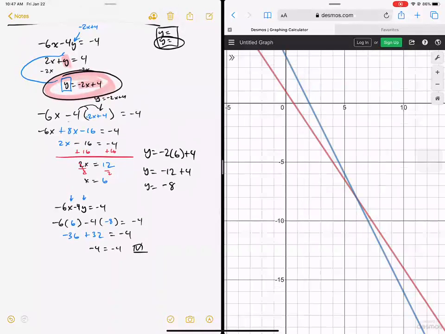They meet at 6, negative 8. And that's our answer. We said our answer was 6, negative 8. Let's re-actualize that. Our solution is 6, negative 8, where this is x and y. And that's our answer that we got also in the graph.